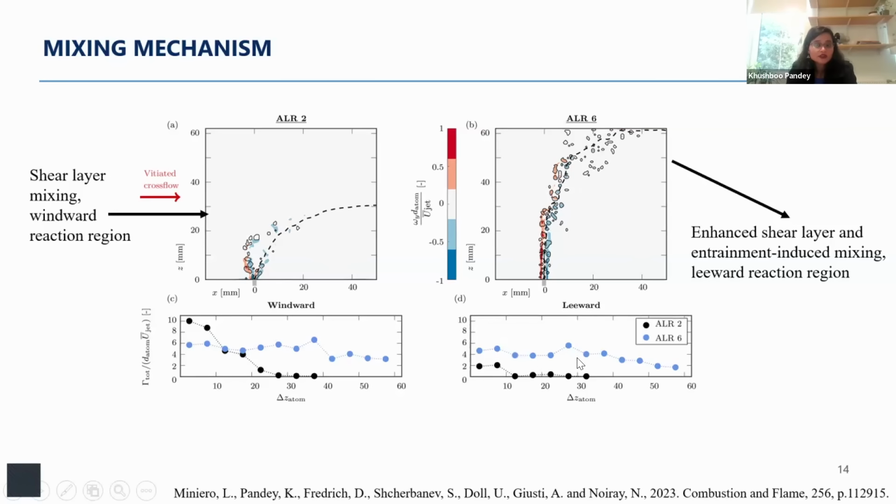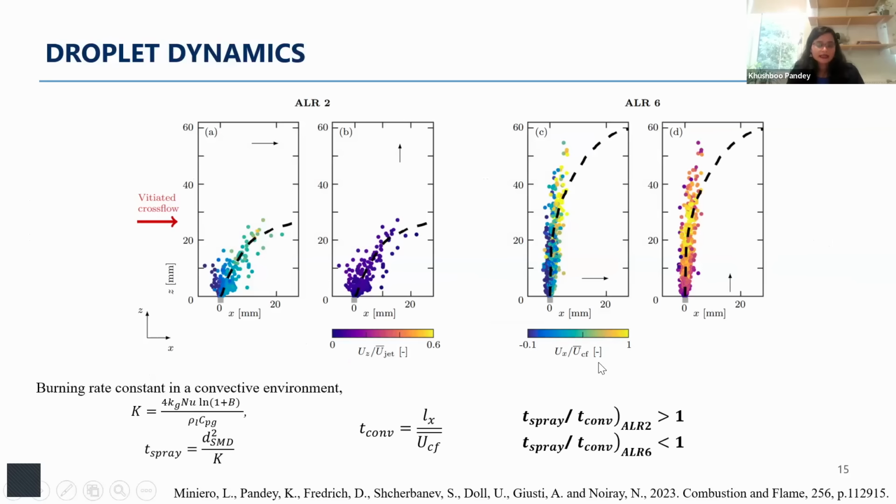In total, it represents that when we are changing the ALR, it is changing the jet to cross flow momentum ratio, and that affects the mixing hydrodynamics in both configurations. Coming to the droplet dynamics, there are two things that should be considered.